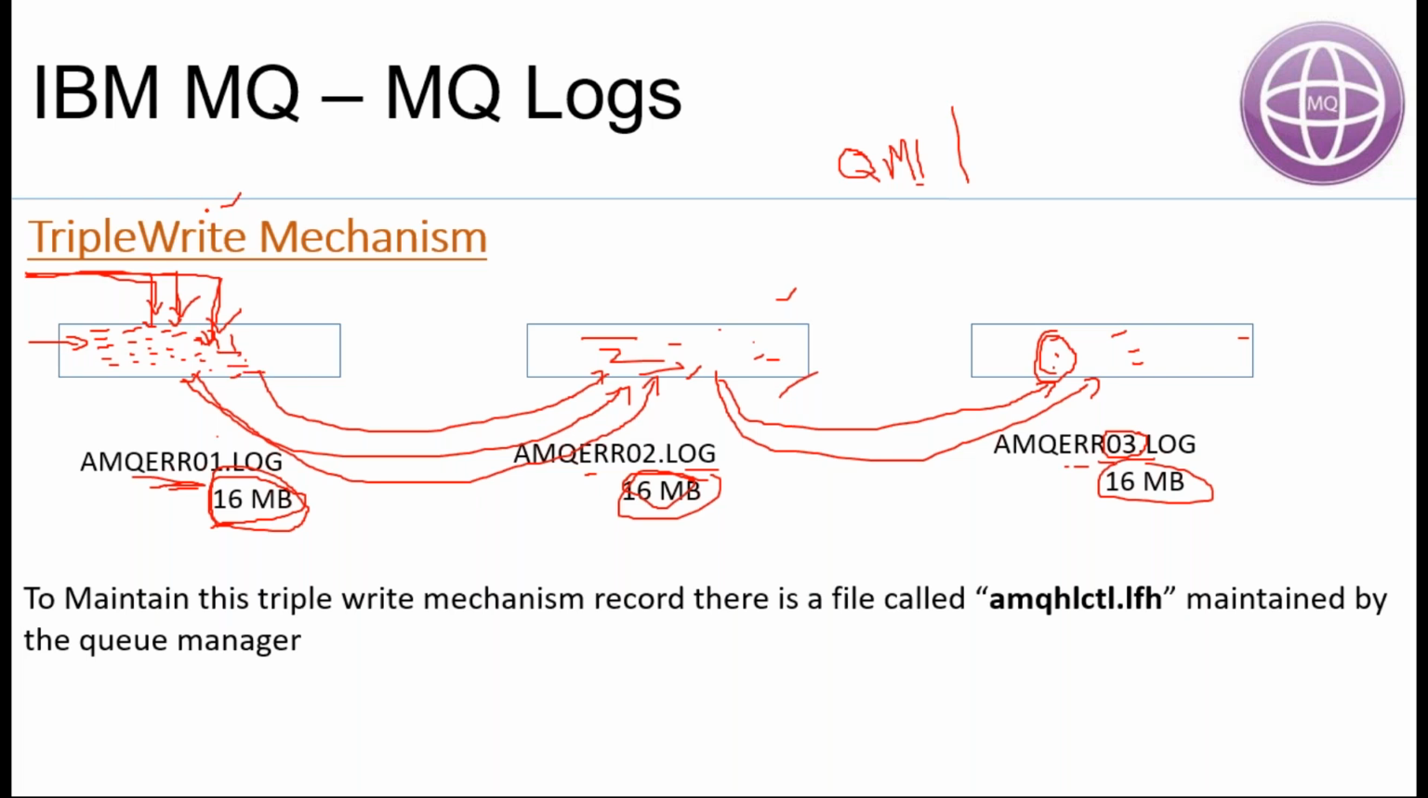So this is how the triple write mechanism works in the queue manager error logs. This is completely a backend process. We have nothing to do with it. Once we install MQ, that's it. The queue manager will take care of this triple write mechanism. So, is it clear how error logs behave?